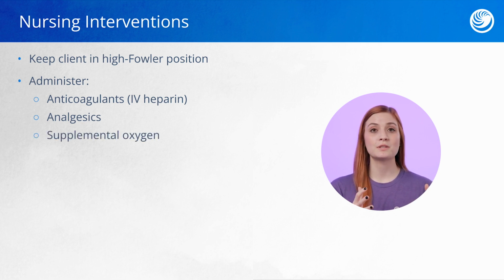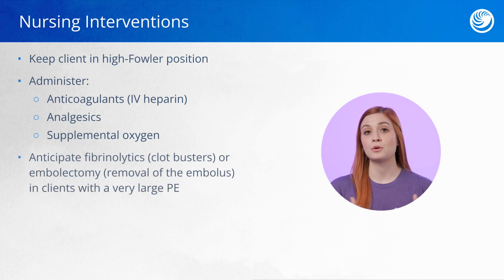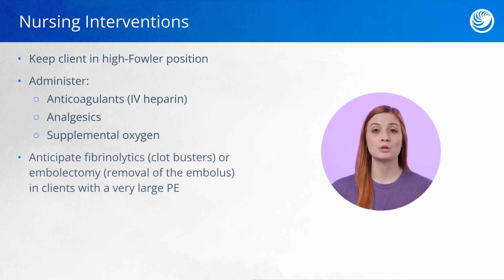Now, we can do all of these supportive measures, but at the end of the day, we still have to get rid of the clot. And there are two major ways we do this. The first is through fibrinolytics or clot busters. TPA is going to be the most common, or through an embolectomy in which the clot is actually physically removed from the body. Embolectomy is typically only going to be done if the PE is very large or occluding multiple different branches of the arteries.